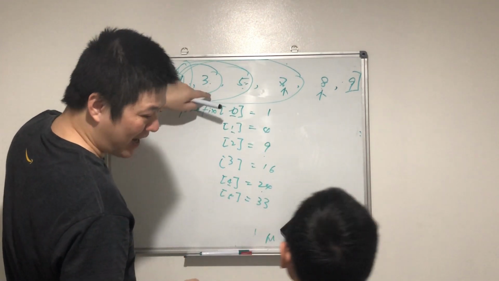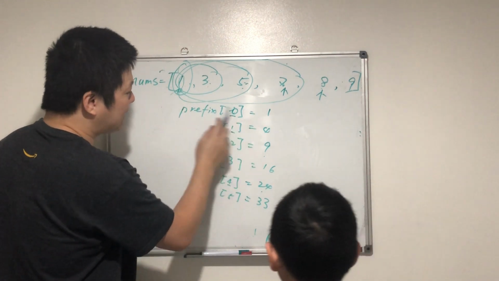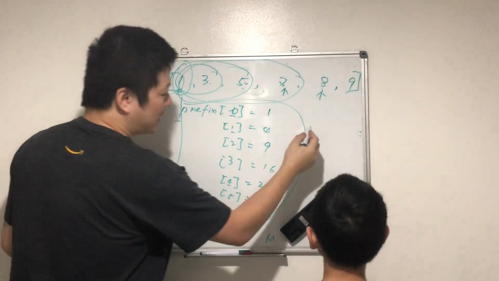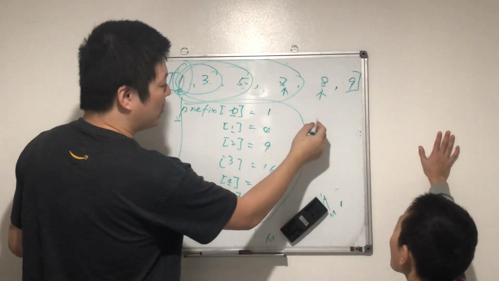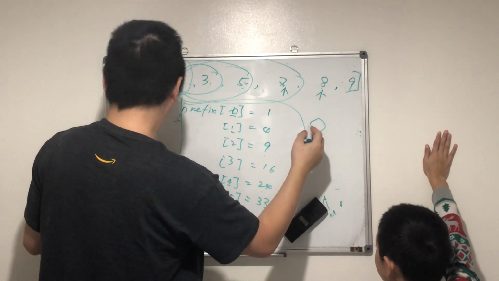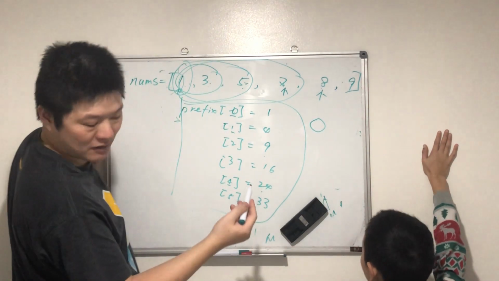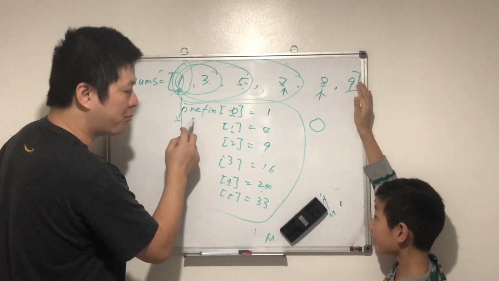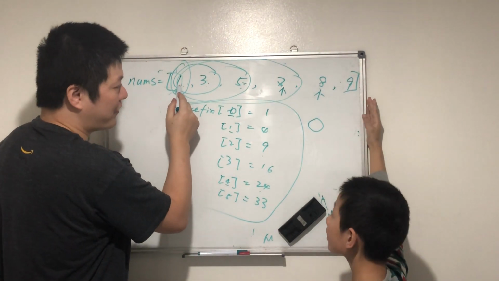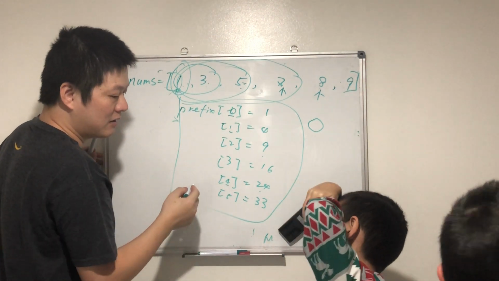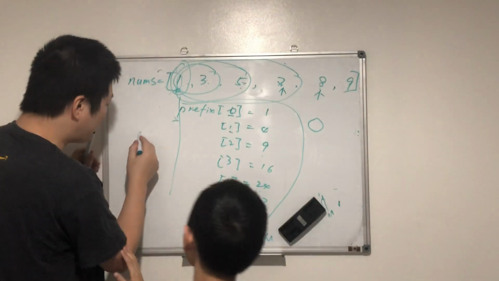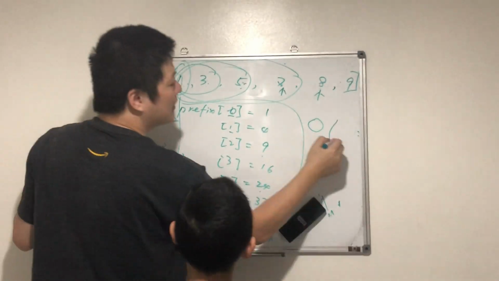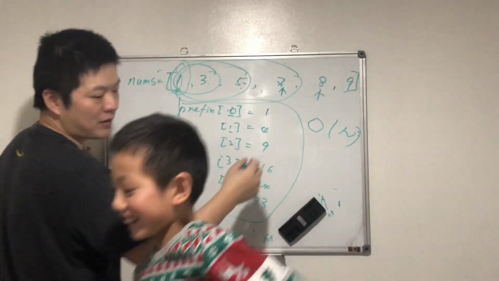So if I want to calculate this array, what's the time complexity? What's the time complexity if I want to compute the prefix sum of this array? Remember we have a for i in O(N), yes. Because we need to iterate once.